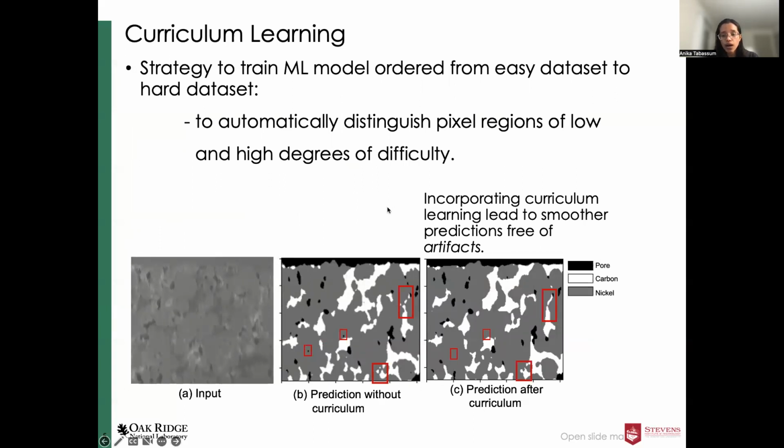We pursue a curriculum learning technique, which is basically a strategy of how to train the machine learning model in the order from easy to hard data sets. In our case, such easy and hard data are basically the pixels of low and high degrees of difficulty. By low and high degrees, we mean which need coarse or fine-grained representations. The last figure is showing the predictions after incorporating the curriculum strategy, and most of those artifacts which appeared in figure B have already disappeared.